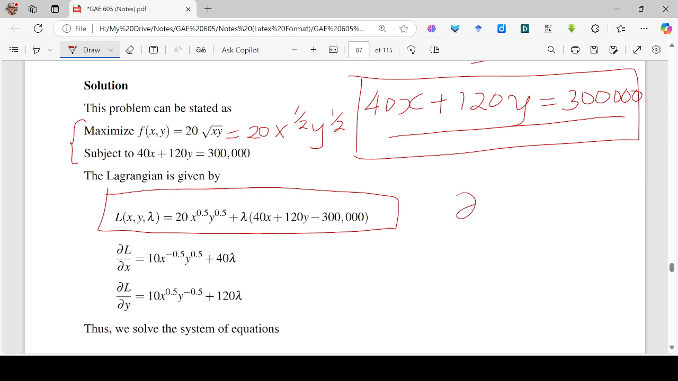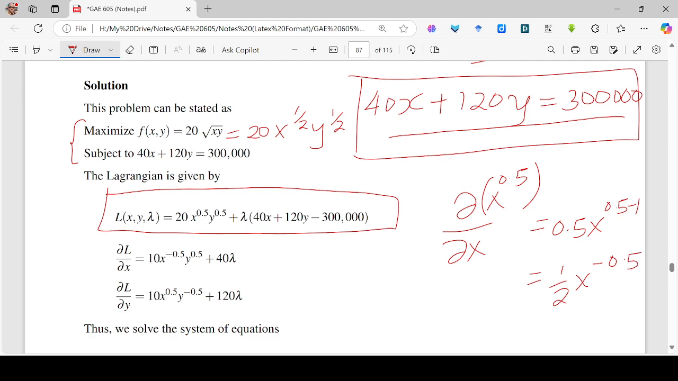So remember, when you are differentiating x raised to power 0.5, then you would get 0.5 x raised to power 0.5 minus 1, which will be a half x raised to power negative 0.5. So when we differentiate this partially with respect to x, differentiating x will give us this x power half, which we multiply by 20 y raised to power 0.5, so that when we multiply this and this, we get 10 x raised to power negative 0.5, y raised to power 0.5. The next term here we get 40 lambda. Remember, the other terms are to be assumed to be a constant.